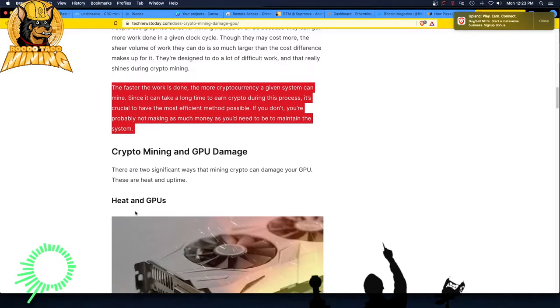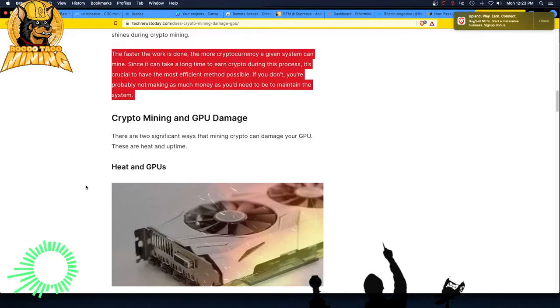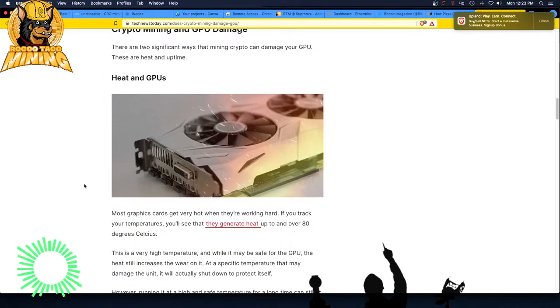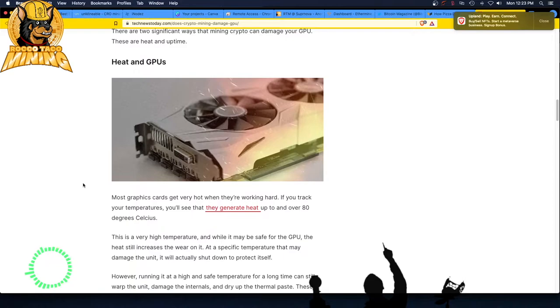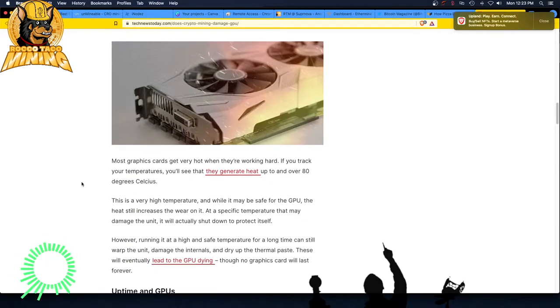Let's see. Heat and GPUs. There are many ways you can damage your GPU. These are heat and uptime. Makes sense, because you're constantly cooking these cards. And that's why, if you are getting high temperatures, you're going to have to put in better airflow. And then put some copper shims, copper plates, on the memory to dissipate that heat.